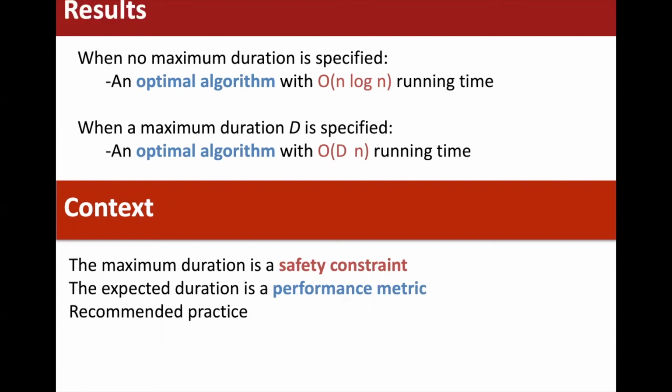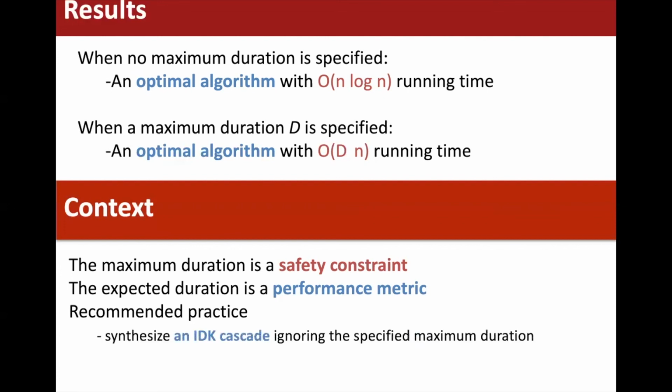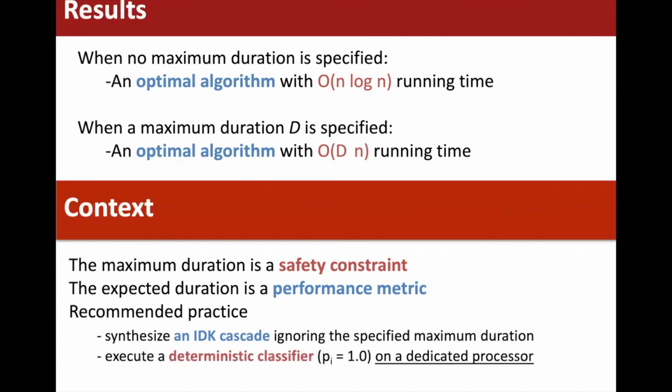Our recommended implementation practice, should the computing resources be available to you to do so, is as follows. We recommend that you synthesize an IDK cascade optimally using our first algorithm, ignoring the specified maximum duration. This part of your design is focused upon optimizing for performance. Separately, on a different processor, we recommend that you execute a deterministic classifier, one that guarantees to classify the input, not output IDK. So the idea here is that we are separating considerations of safety from considerations of performance. We are ensuring that we are guaranteed to complete within the duration of the deterministic classifier, and hopefully this will meet the safety constraint. If not, the system is infeasible.